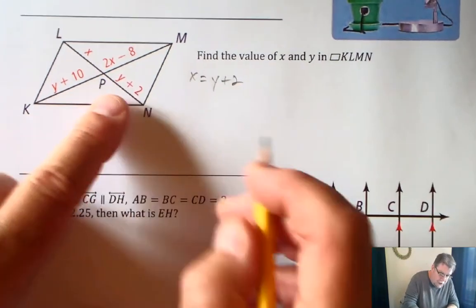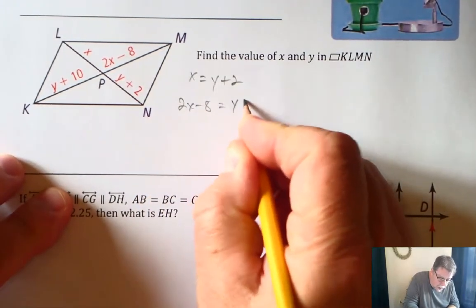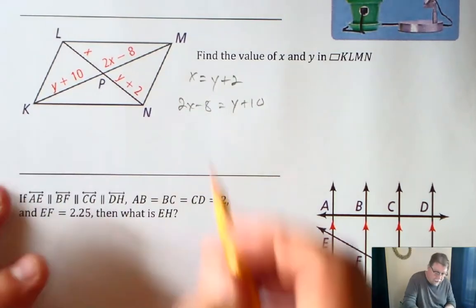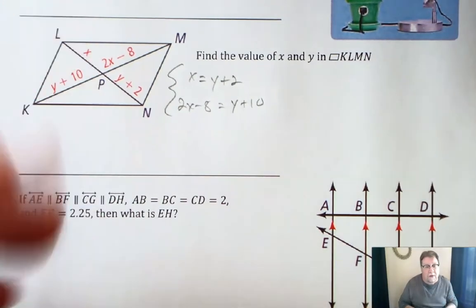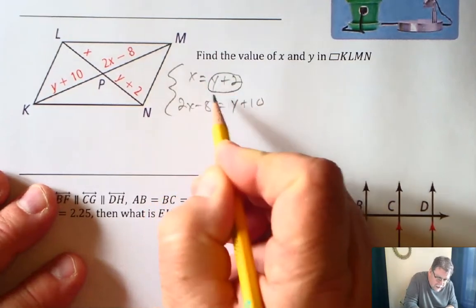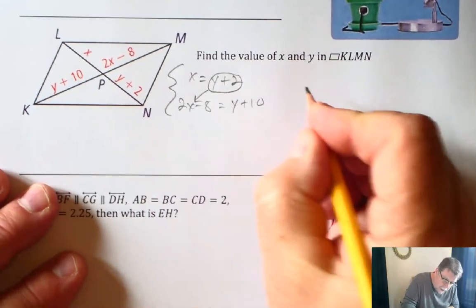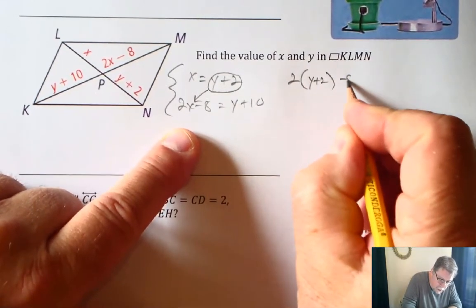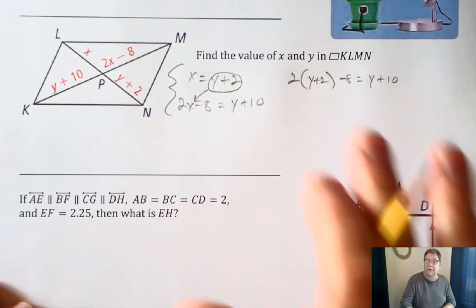The other one says 2x minus 8 is equal to y plus 10. Again, I've got two different variables. I can't solve that, but this is a system of equations. So I can actually use the substitution method, and I can take this, which is x, and I can replace x with it. So let's do that here. So we're going to write 2 times (y plus 2) minus 8 equals y plus 10. So I'll solve this for y.